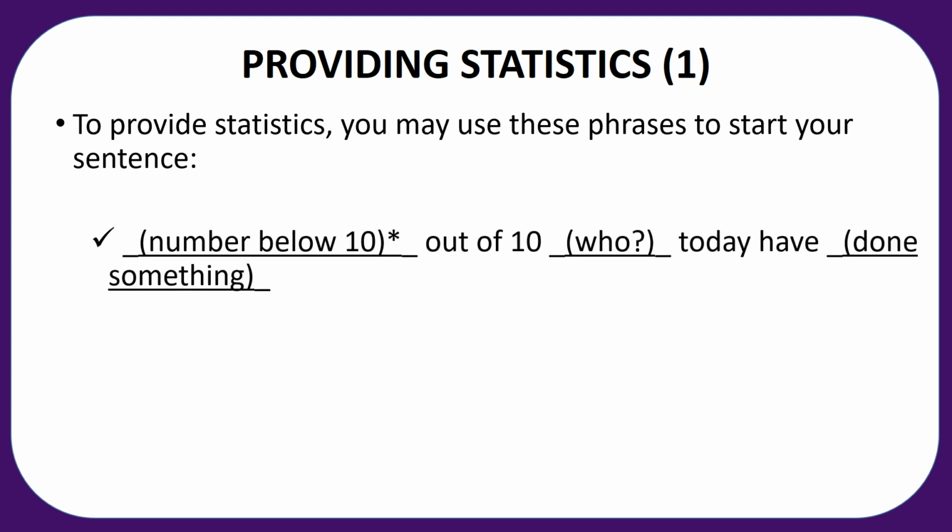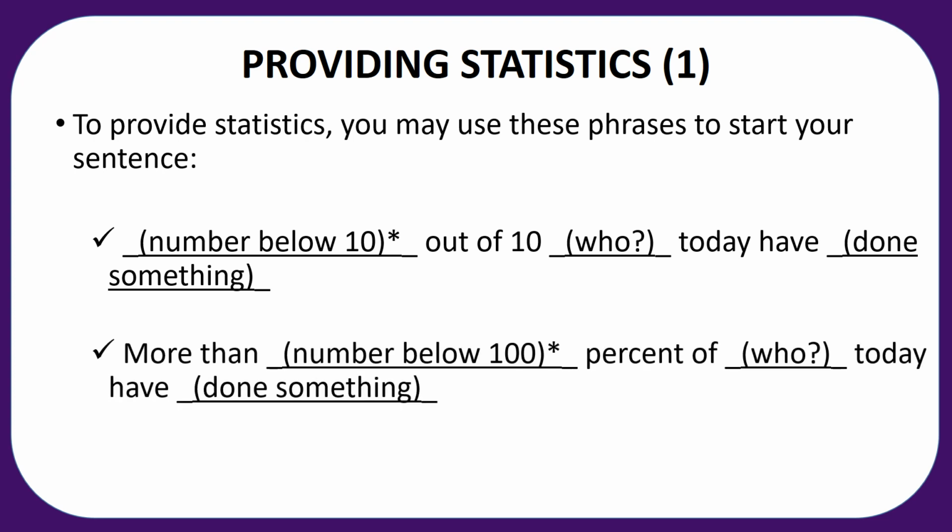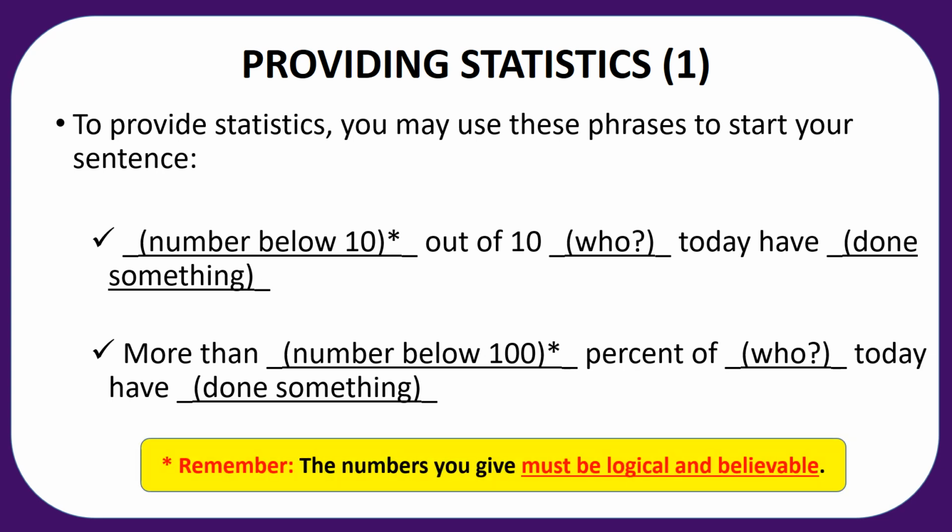Next is providing statistics. You can use these phrases to provide statistics. The first one is you give a number which is below 10, let's say number 8, 8 out of 10 who, you mention who, today have, and then you mention something that they have done. We will see an example after this. The other one is we use percentage: more than, you give a number which is below 100, for example 80, more than 80% of, and then the same thing, who today have done something.